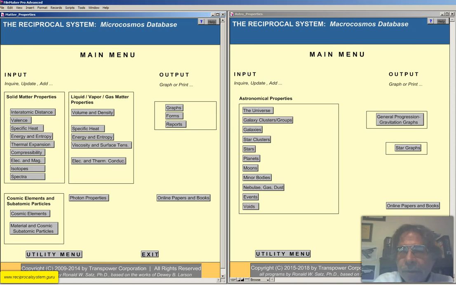Today's screencast, as with most of my screencasts, will be about the reciprocal system, specifically the Microcosmos database graphing facility. You can see here in the left panel the main menu for the Microcosmos database, and here on the right panel you can see the Macrocosmos database. I've already covered all of these layouts in previous screencasts, so be sure to watch those videos. And I've covered all of these layouts in the Microcosmos database already, so let's go right to the graphs.